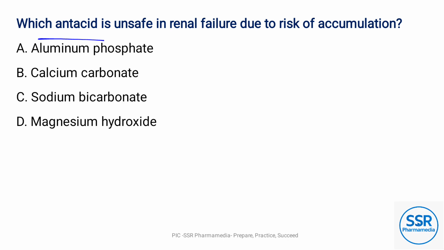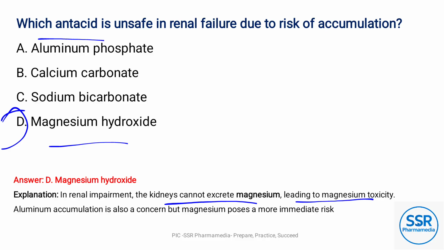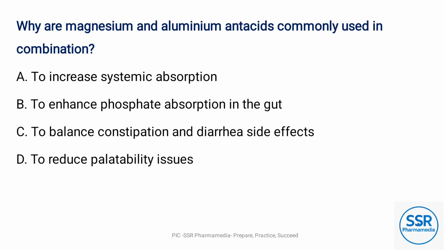Which antacid is unsafe in renal failure due to risk of accumulation? Option D, magnesium hydroxide. It is unsafe in renal failure, that means kidney failure, because the kidney cannot excrete magnesium, leading to magnesium toxicity. Aluminum accumulation is also a concern, but magnesium poses a more immediate risk than aluminum.